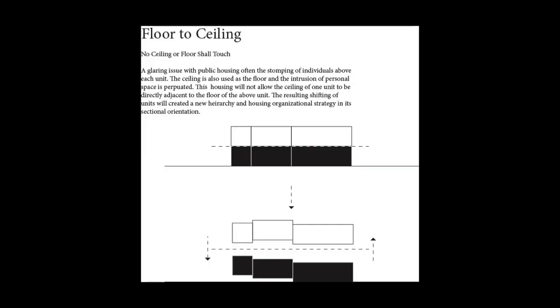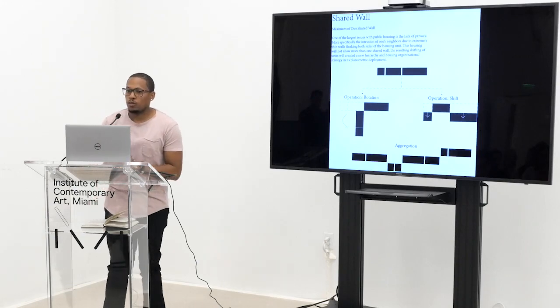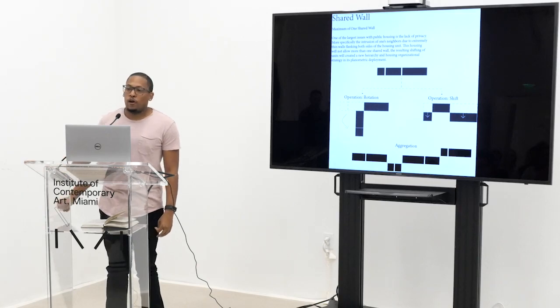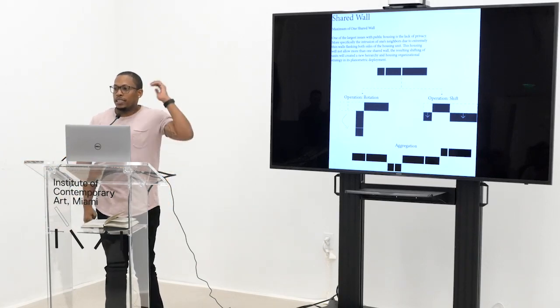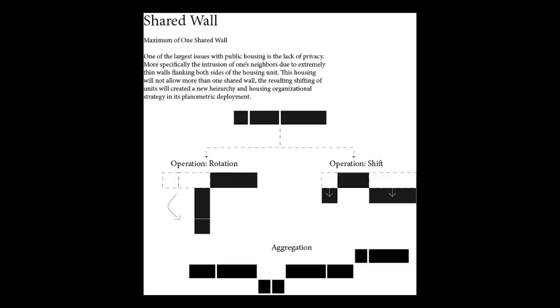So one of the issues with public housing is I hear everything above me. The floor to ceiling is too loud. Well, what if we raise the building so that now no ceiling and no floors touch? Okay? The next issue, the walls are too thin. I hear everything that's happening in my neighbor's house. I heard of domestic violence last night, or sexual activity the night before that, or those kids keep playing their Xbox too loud. What if we change the operations and we create this shared wall dynamic where there are no shared walls? Maybe we rotate, maybe we shift, maybe we aggregate, right? How do we redefine these housing paradigms?